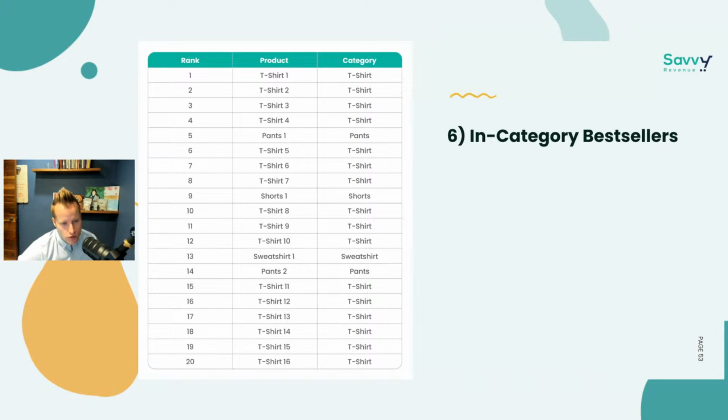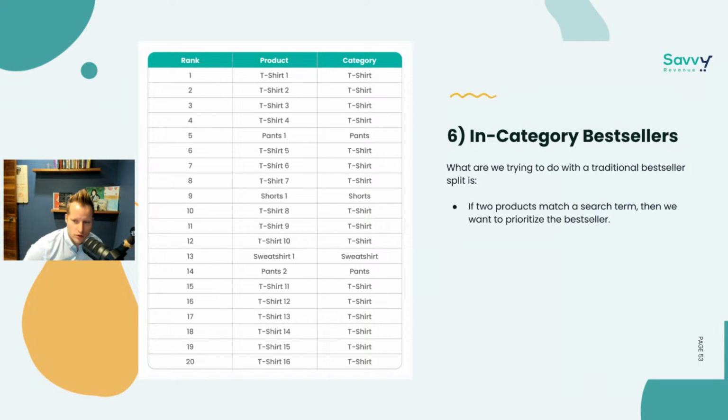The next campaign structure for standard shopping is in-category bestsellers. Very often when we create a bestseller split, we'll just do it blanketly across all products in a store. But if you have a high SKU count in the store, then it doesn't work. Because what we're trying to do with traditional bestseller split is, if two products match a search term, then we want to prioritize the bestseller. The challenge here is that sometimes there's always some spend going into non-bestsellers, and we don't want that to be tested.